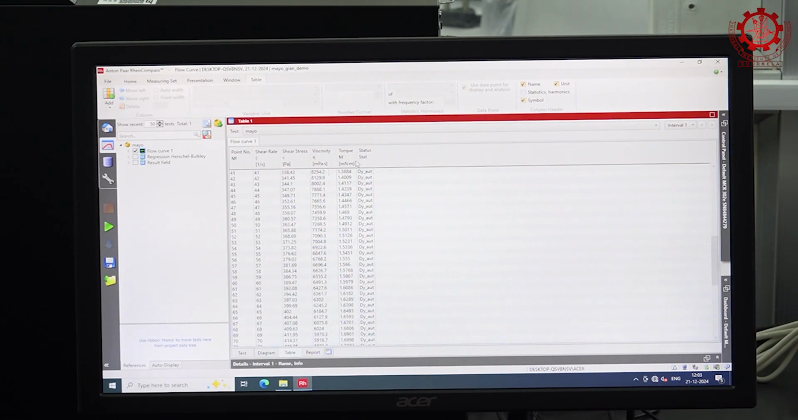So we usually take this table and save it, and then we plot it in Excel. We can also plot it in Origin. So this was about the static test, which is the flow curve, or you can say the rotational test. I'll show you two diagrams of amplitude sweep and frequency sweep.